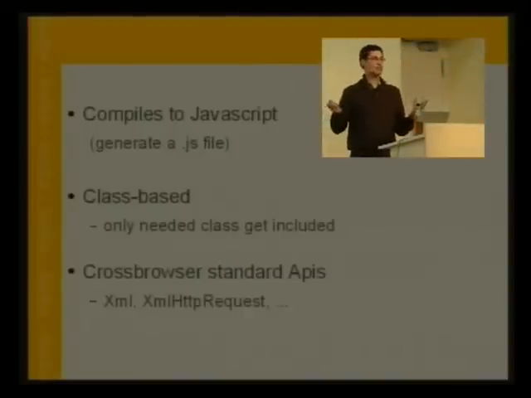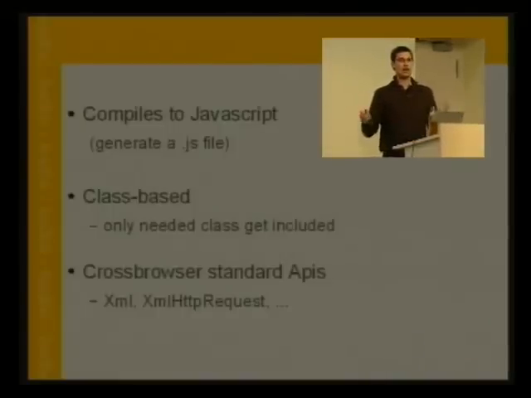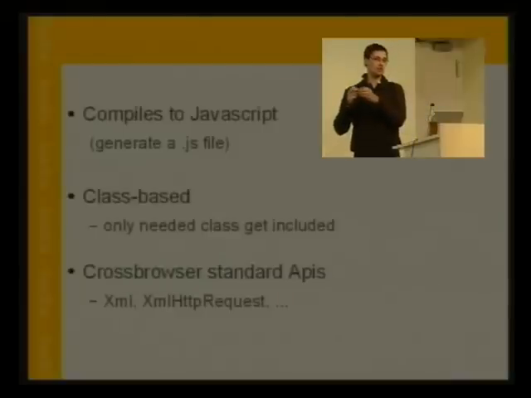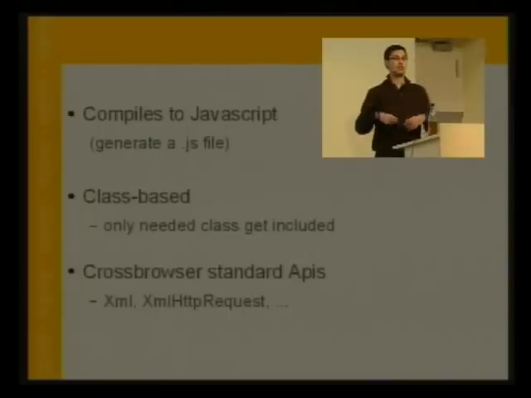First, let's have a look at the JavaScript platform. haXe compiles to JavaScript. It means that you have this set of classes, and it generates everything into one single .js file that can be included in your website. It's class-based, like Java, if you know Java. The good thing is that when you compile one class, it will compile all its dependencies together and link them together into one single .js file.